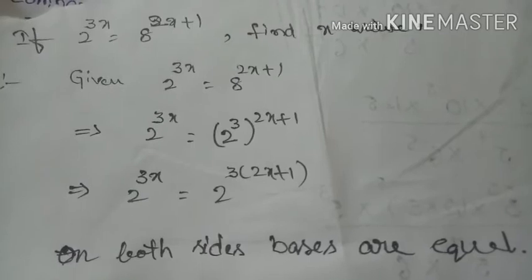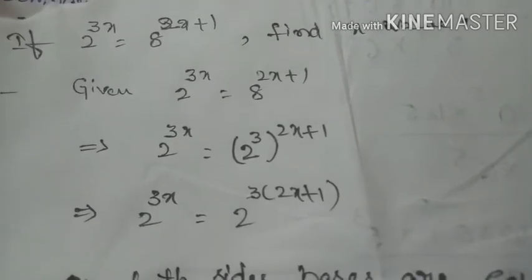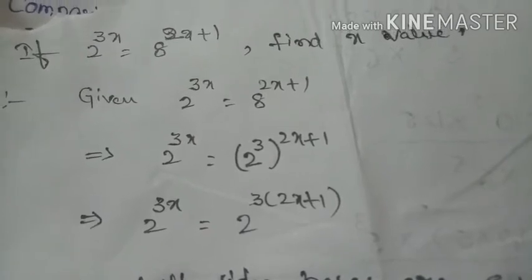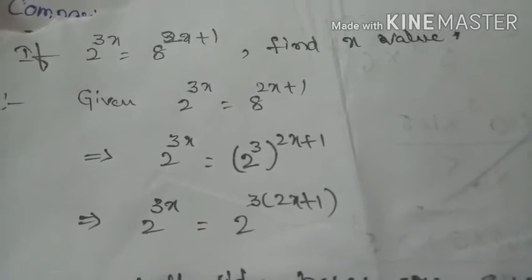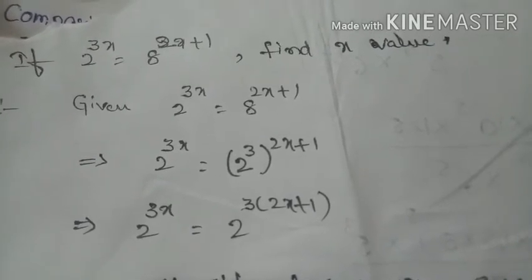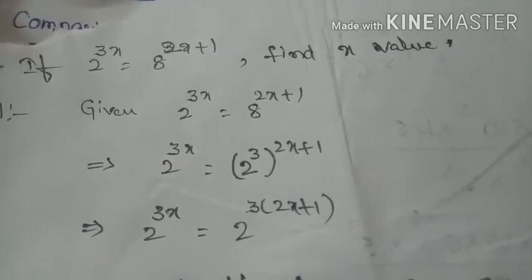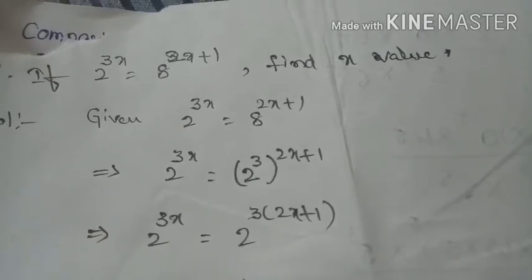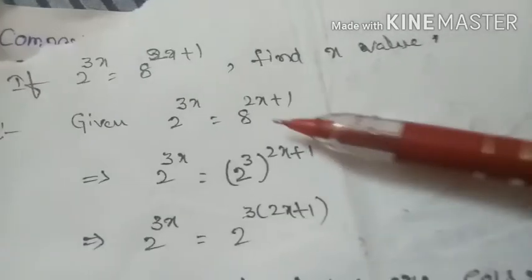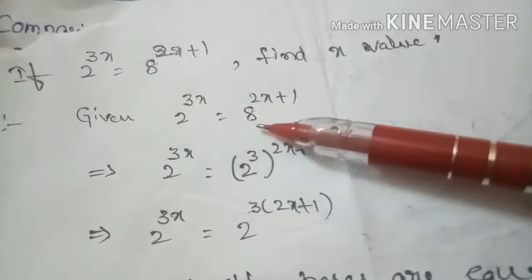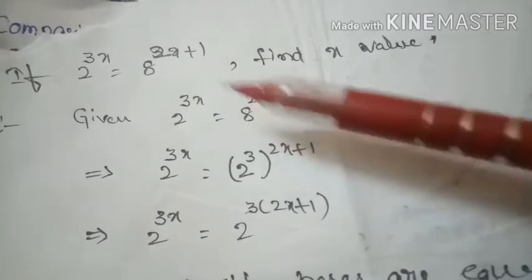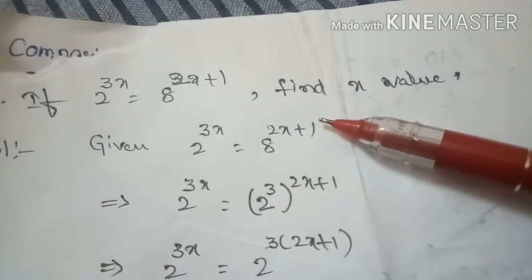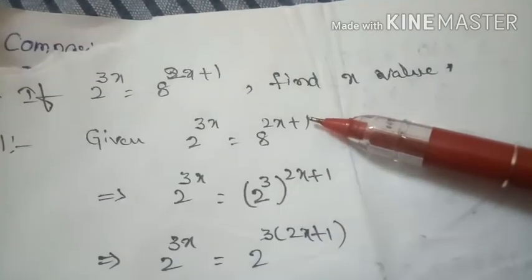Next one. If 2 power of 3x is equal to 8 power of 2x plus 1, find the x value. So, given 2 power of 3x is equal to 8 power of 2x plus 1. Now tell me, is there any chance to find the x value? Yes, listen. Here the base is 2, but here the base is 8. The exponent is 3x, here 2x plus 1. That means there is no chance to use the formulas directly.